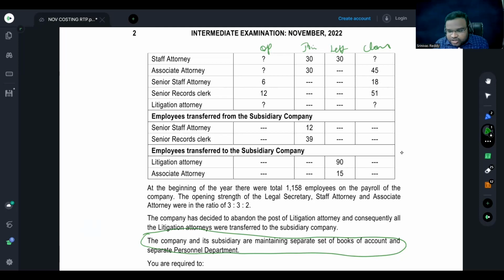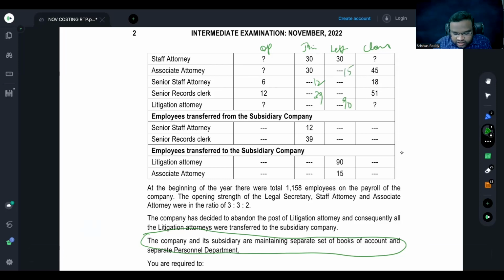So when you're maintaining separate sets of books, whenever an employee comes from the subsidiary company, you need to treat it as joined. Whenever you depute your employee to the subsidiary company, you need to treat it as left, because your finance cost is different, the other finance cost is different, so other employee cost is different. Employees transferred from subsidiary company: senior staff attorney 12, senior records clerk 39. Employees transferred to the subsidiary company: litigation attorney 90, associate 15.